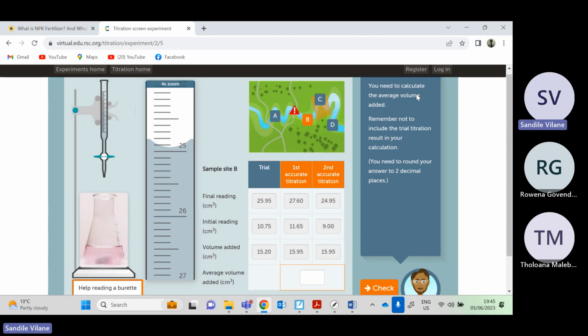So you need to calculate the average volume. Remember not to include the trial. You need to round your answer to 2 decimal places. The average of two same numbers will be the same number. So 15.95 plus 15.95 divided by 2, you're still going to get 15.95.